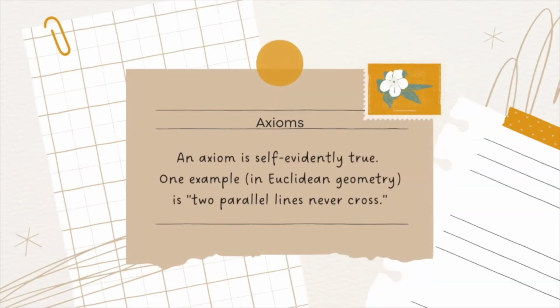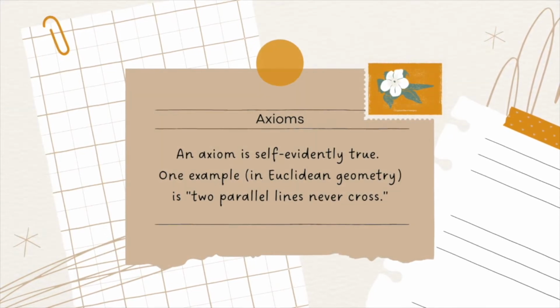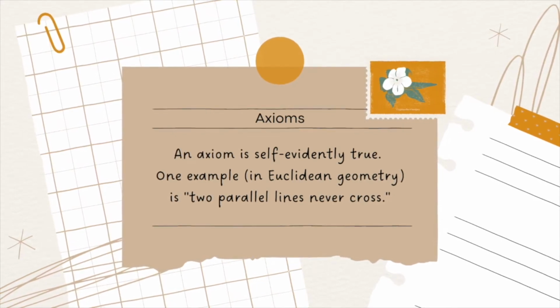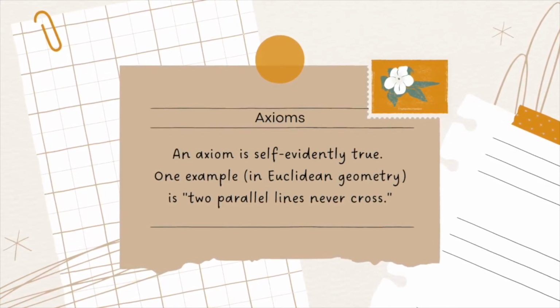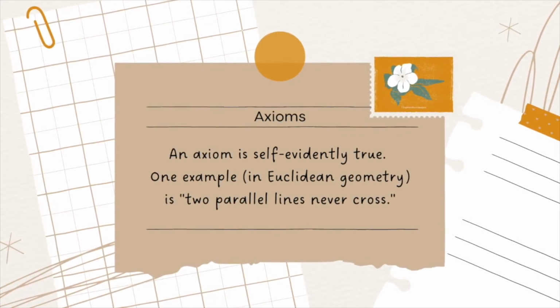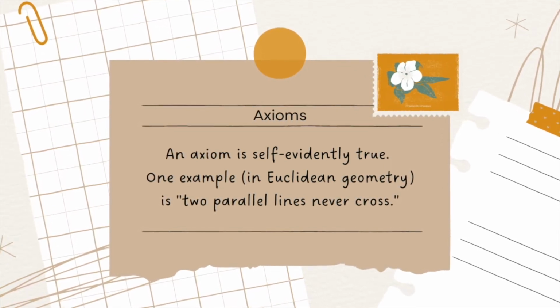Next, we have axioms. An axiom is a specific type of statement that's commonly accepted to be true and self-evident. So when I say something is self-evident, I mean it seems to be obvious, and that most people agree that it's obvious. So one example of an axiom from the ancient Greek mathematician Euclid is that two parallel lines never cross each other.